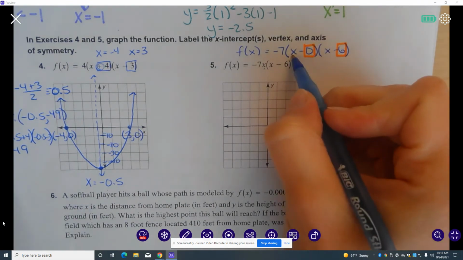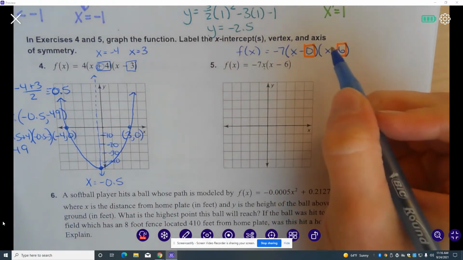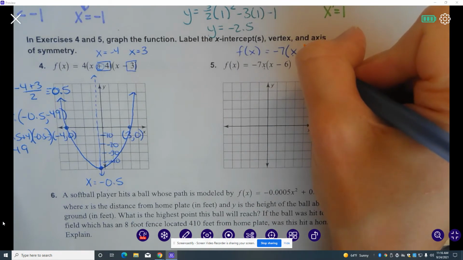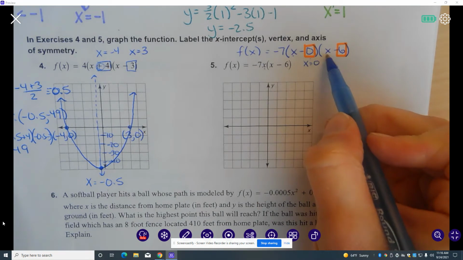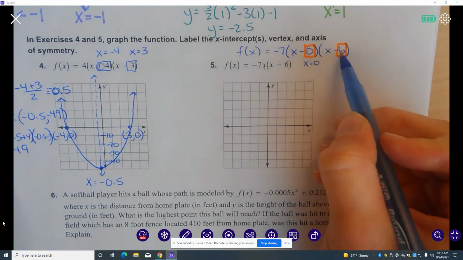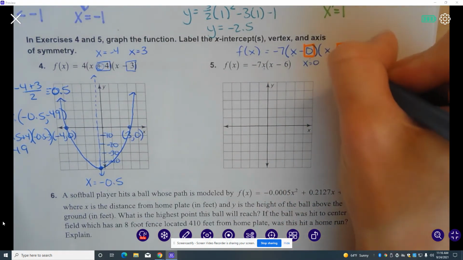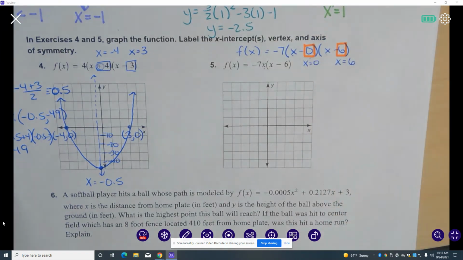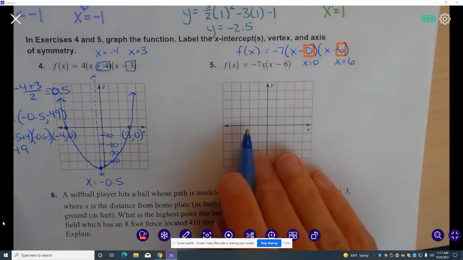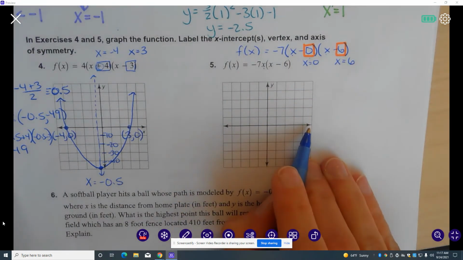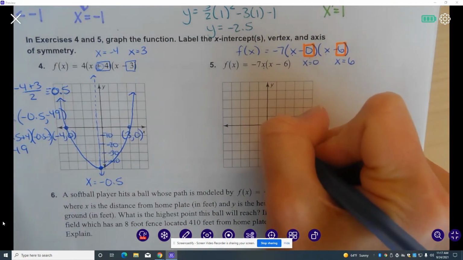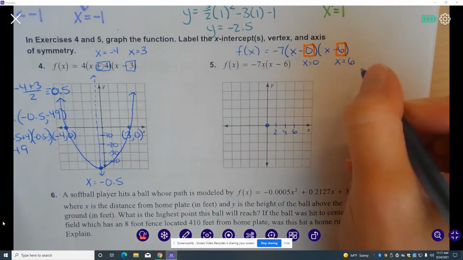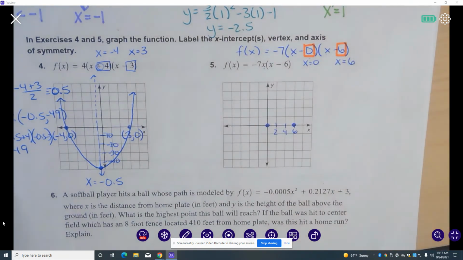When x is equal to 0, my function is equal to 0. So one of my x-intercepts is 0. When x is equal to 6, 6 minus 6 is 0. This term is 0, and my function is 0. So my other x-intercept is 6. I'm going to plot those points on my graph. Okay, I'm going to count by 2s so I can get my x-intercept of 6 to fit. So 2, 4, 6. 0, 0 is on the graph, and 6, 0 is on the graph.